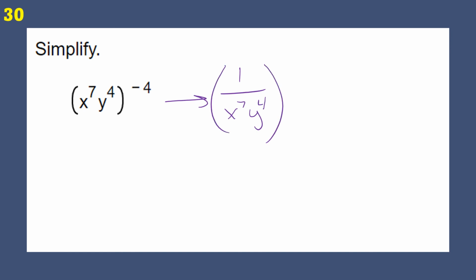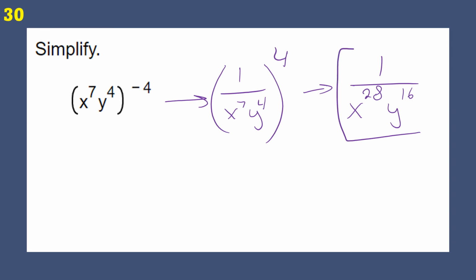If I wanted to get rid of the negative exponent, I would have to flip what's inside that parentheses upside down. And that is effectively what the negative exponent has done. The next thing we need to do is bring in that fourth exponent. 1 to the 4th is just 1, so that's not too bad. And then on the bottom, we just need to multiply those out. So I'm going to say x to the 28th and y to the 16th.